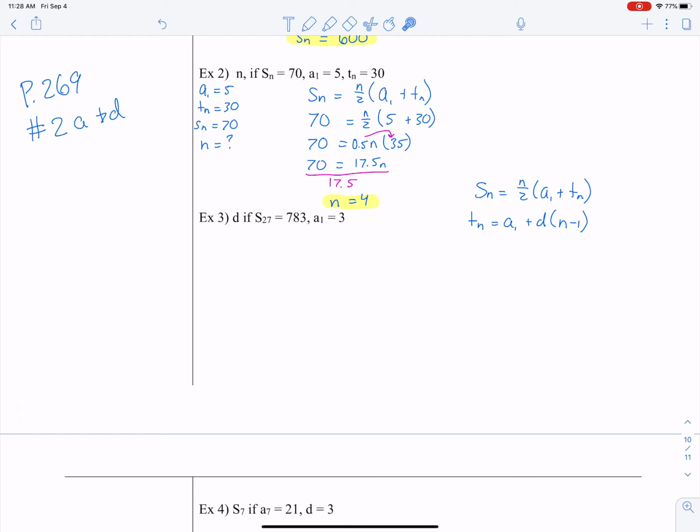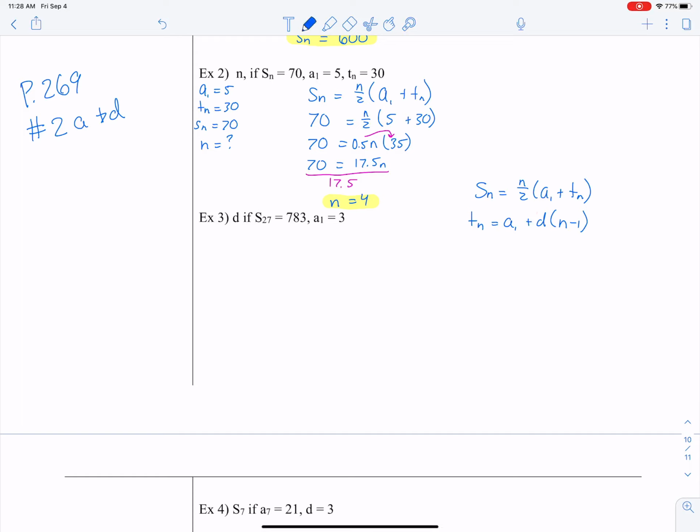In this case, we need to use this formula to be able to find D. But we don't have all the information to be able to find D. Remember, you can only have one unknown. All the other parts of the formula need to be filled in with numbers. So if we're looking for D, we need to know everything else. We know n, okay, n is 27. And we know A1, which is 3, but we don't have a Tn. So that means that first we need to use this formula to solve for our Tn, and then once we have a Tn, we can use this formula to then find D. Okay, so we need to do this in 2 steps.